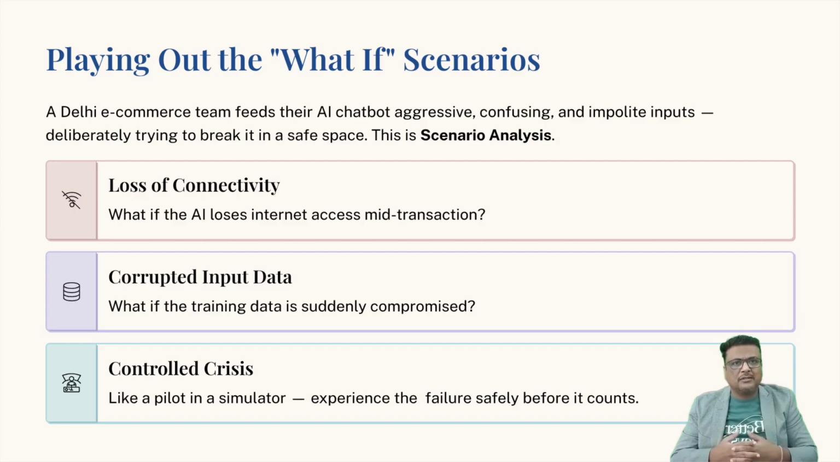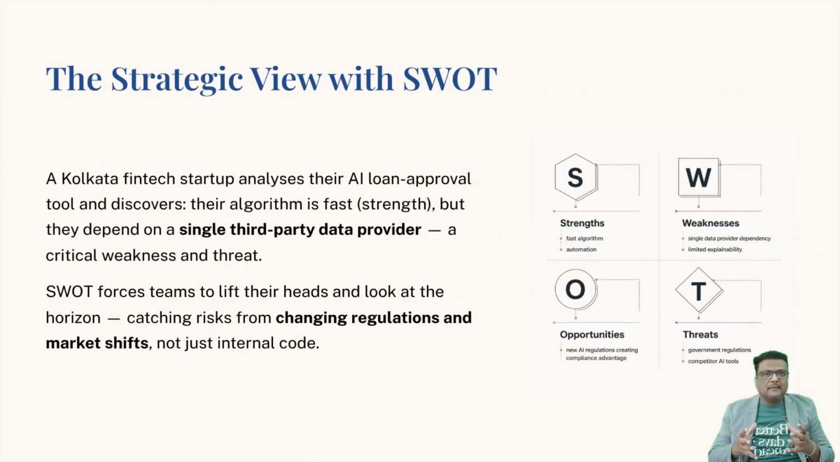So now that we've mastered the art of creating controlled scenarios to uncover hidden vulnerabilities, you might be wondering how we look at the system from the outside in to find environmental risks. Well, that brings us right into our next step, which is a SWOT analysis for AI. A fintech startup in Kolkata sits down to look at their AI-driven loan approval tool and performs a formal SWOT analysis: strengths, weaknesses, opportunities, and threats.